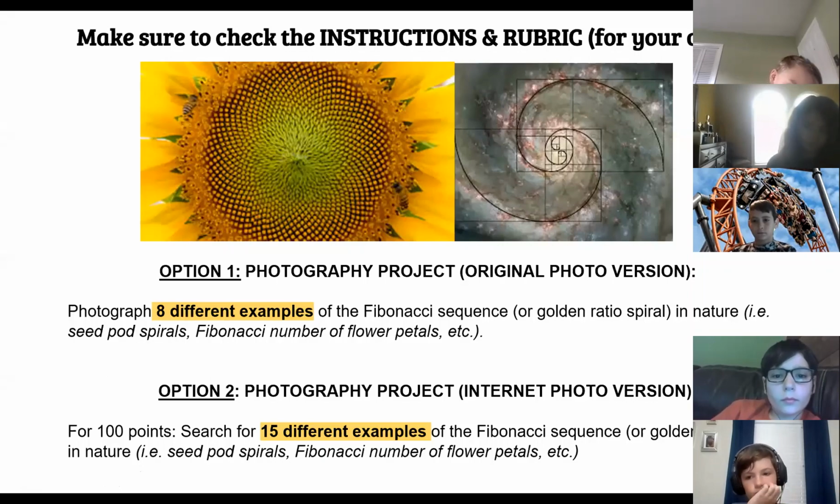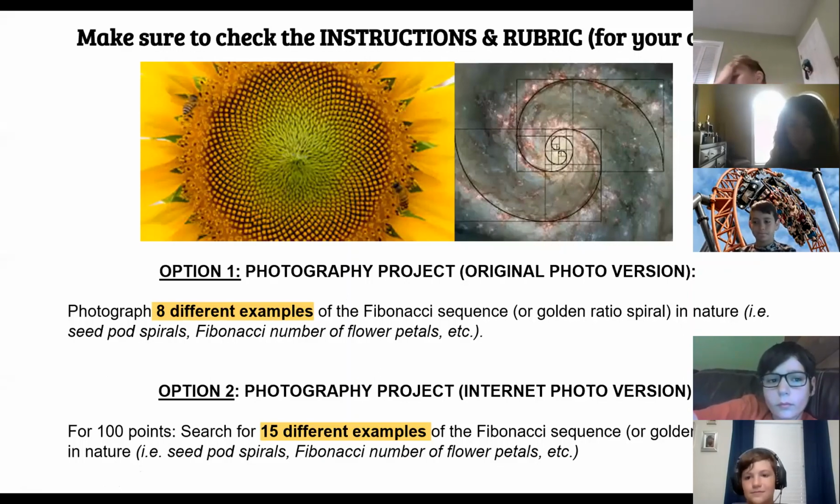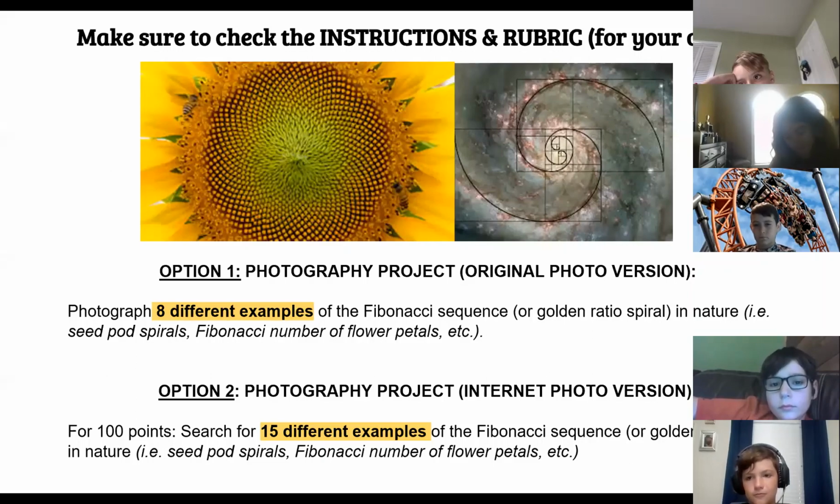Also, someone asked me, since it's so hard to get outside, they want to take a couple of pictures of their own but don't know if they can get all 8. Can I do a mixture of internet photos and original photos? The answer is yes. If you do a mixture, go with option 2 of the project, the internet photo version, and just make a few of them your own. So you would still have to do 15 different examples.